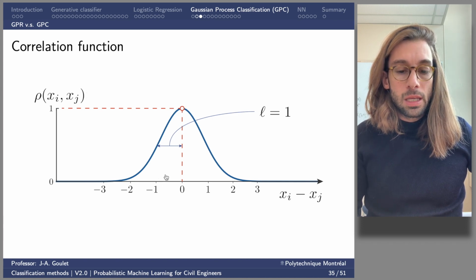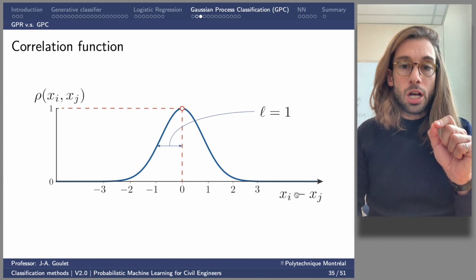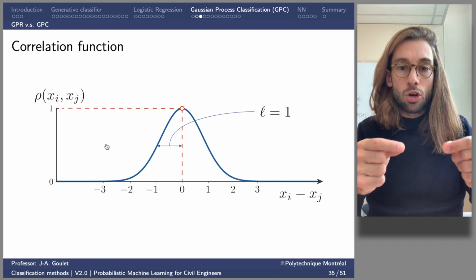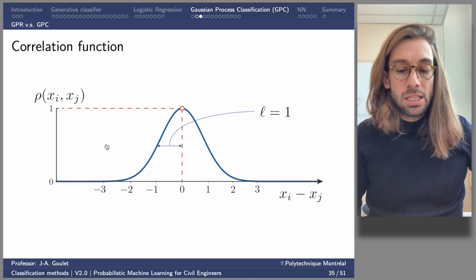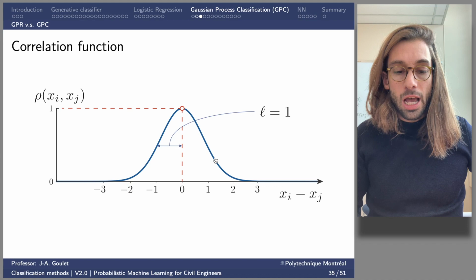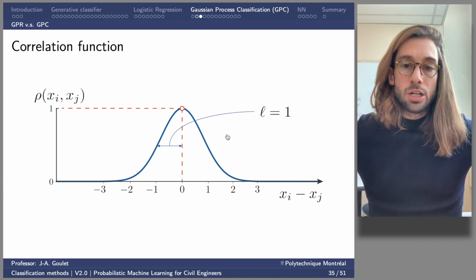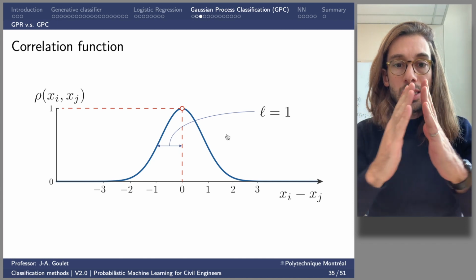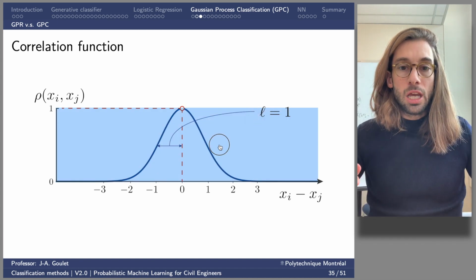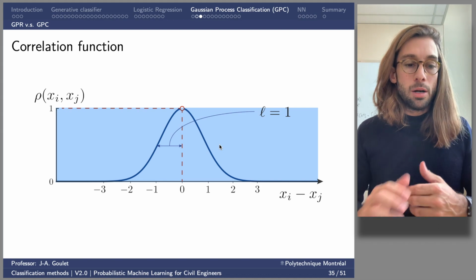If the distance between my covariates is 0, the correlation is going to be 1. This is a squared exponential correlation function, and we can see that the correlation decreases as the distance between xi and xj increases. In that example, my correlation length was L equal 1. The more I increase this, the slower the decrease in correlation. The smaller the correlation length, the sharper the decrease in correlation value as the covariates get farther and farther apart.